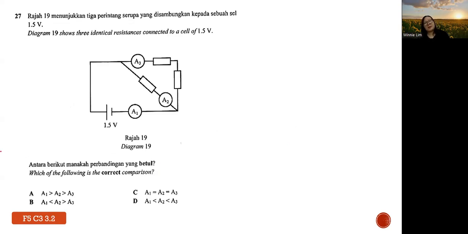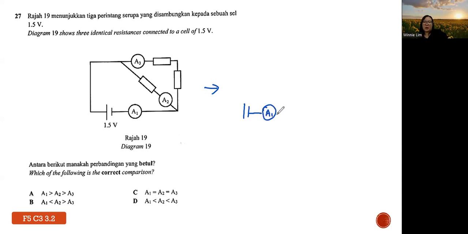27. Diagram 19 shows 3 identical resistors connected to a cell of 1.5 volt. So which of the following is the correct comparison? So they just draw the idea to slightly confuse you, okay? So it's good if you can do the same thing as the teacher does: redraw the idea and put it in a normal setting. Normally we draw all the resistors in parallel way, easy to capture. So if I redraw the idea, this is how you can see it.